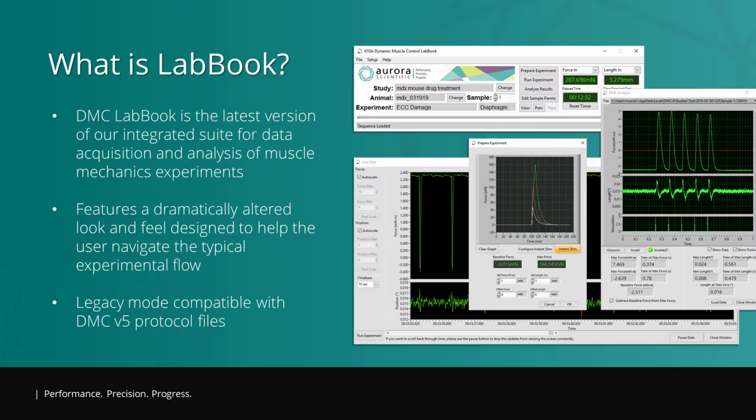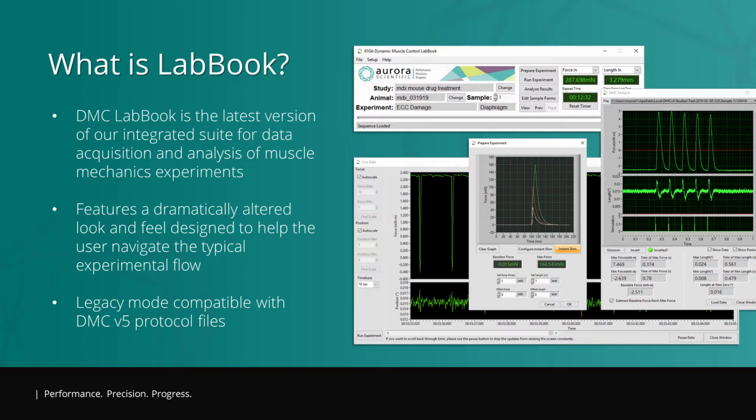So first and foremost, what is LabBook? DMC LabBook is the latest incarnation of the DMC software, which is this integrated suite of programs for data acquisition and analysis of muscle mechanics experiments. DMC itself has been around for nearly 20 years at this point, and this is the latest generation of the software, and it's evolved quite a long way.